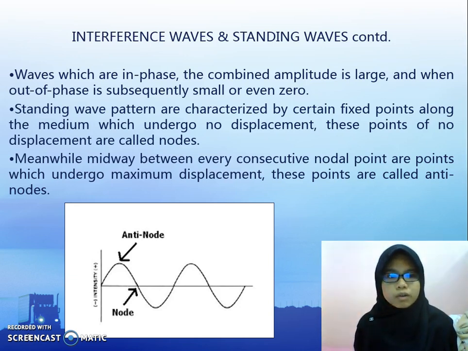Standing wave patterns are characterized by certain fixed points along the medium which undergo no displacement. These points of no displacement are called nodes. Meanwhile, midway between every consecutive nodal point are points which undergo maximum displacement. These points are called antinodes.